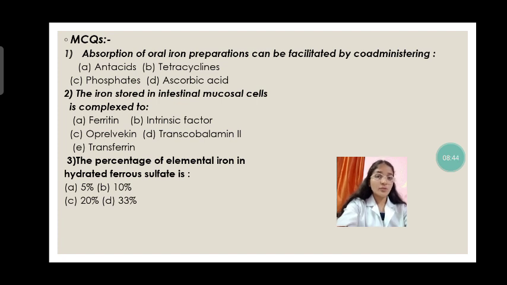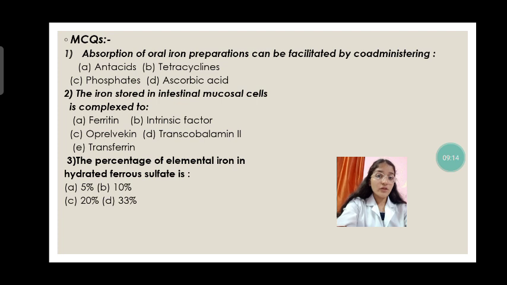First, absorption of oral iron preparations can be facilitated by co-administering: antacid, tetracycline, phosphate, ascorbic acid. So the answer to this is ascorbic acid, as it is one of the factors which facilitate iron absorption. Second, the iron stored in intestinal mucosal cells is complexed to: ferritin, intrinsic factor, transcobalamin or transferrin. So the answer is ferritin.